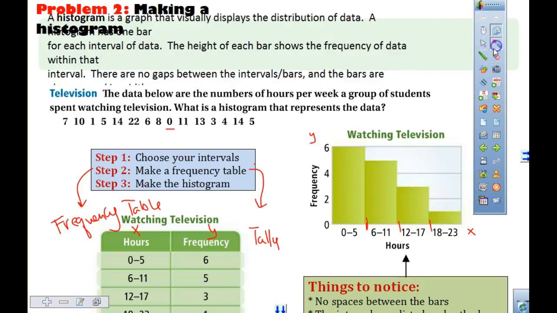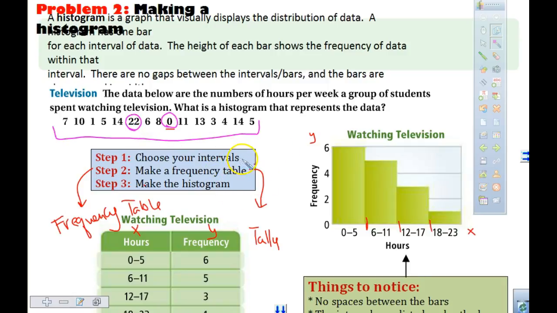So, all right, so here's our data. We're going to talk about how do you make one of these. Television data below for the number of hours per week that a group of students spent watching television. What is a histogram that represents the data? So your end goal was simply to make a histogram. They give you all of this information, okay? Notice we have a 0, and then our highest number in this case was 22. So we have our minimum of 0 and our largest number of 22.